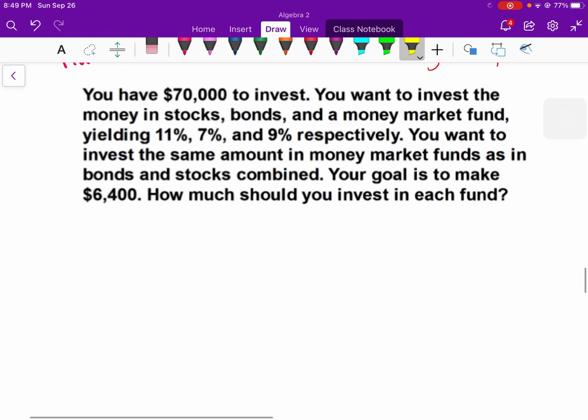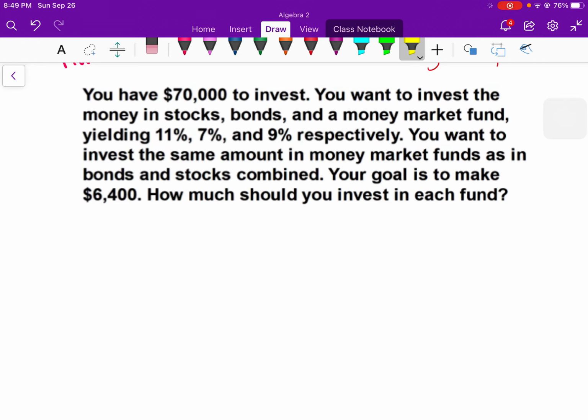All right, word problems. So you have $70,000 to invest. You want to invest in stocks, bonds, and money market funds, yielding 11%, 7%, 9% respectively. If you want to invest the same amount of money in money market as in bonds and stocks combined, your goal is to make $6,400. How much should you invest in each fund?